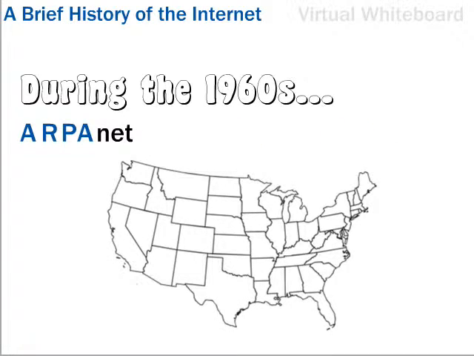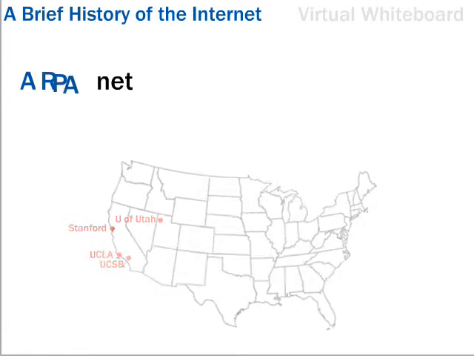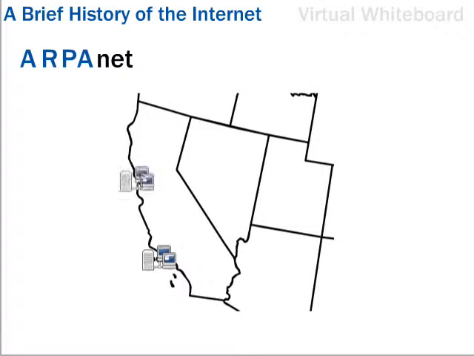The network linked 4 computers located at the University of California at Los Angeles, Stanford Research Institute, the University of California at Santa Barbara, and the University of Utah, with more nodes added in the early 1970s. The network was designed using the then-new technology of packet switching and was intended as a communication system that would remain functional even if some nodes should be destroyed by a nuclear attack.